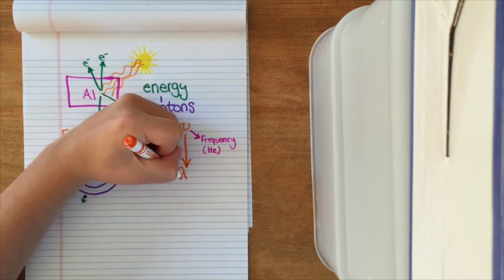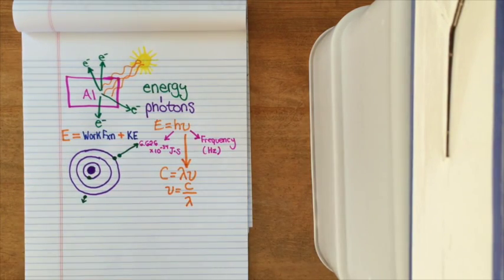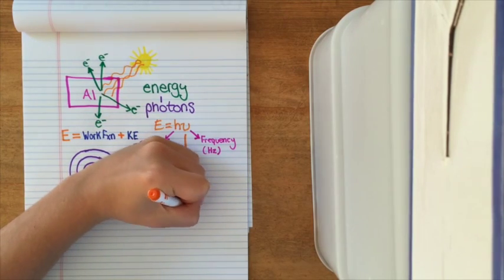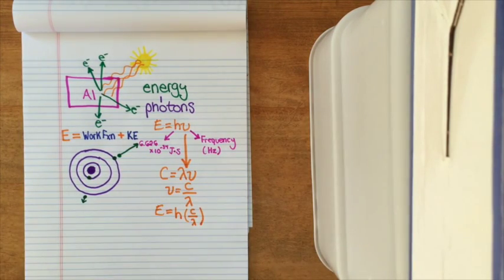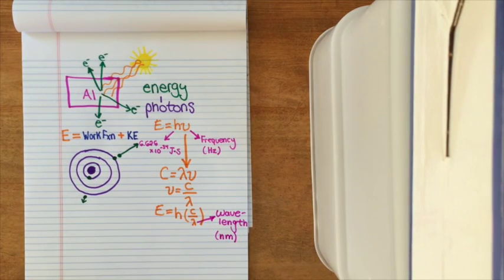By the way, there's this equation, the speed of light equals frequency times wavelength. So solving for frequency, and then plugging frequency into the energy equation, you can also have energy in terms of wavelength, which is usually expressed in nanometers for light on the electromagnetic spectrum. And as you know, light on the electromagnetic spectrum, all the different kinds of light, they all have different wavelengths. That's what splits them up.